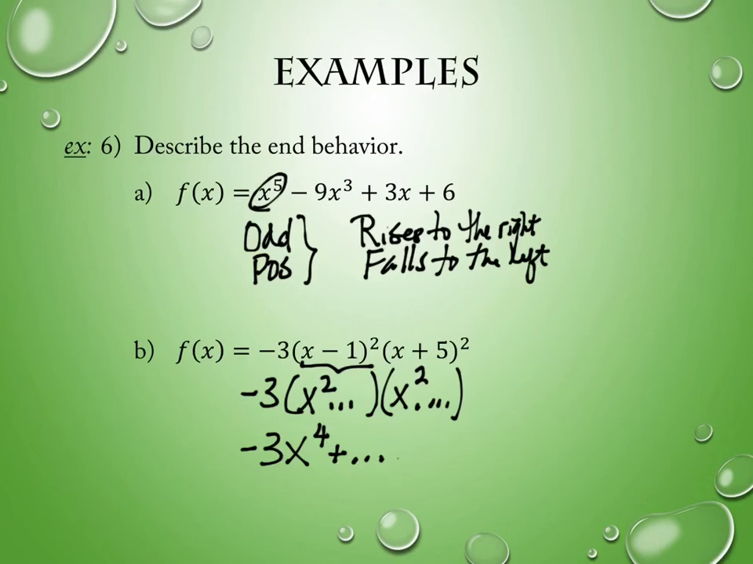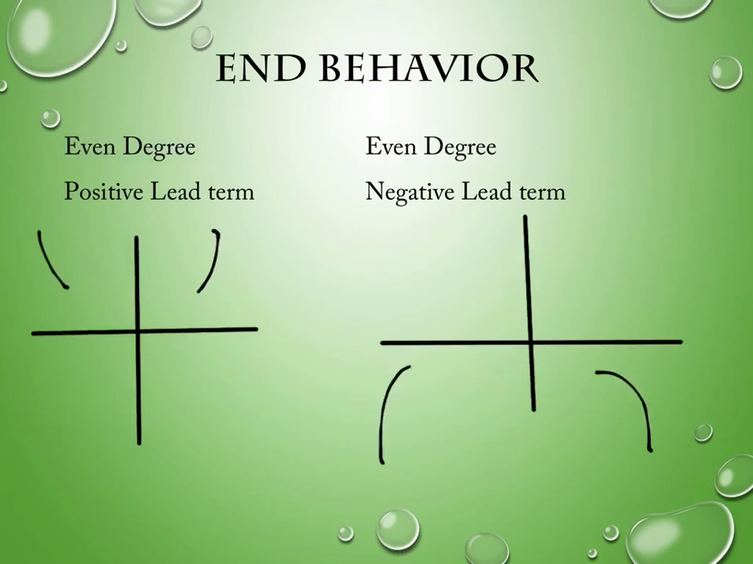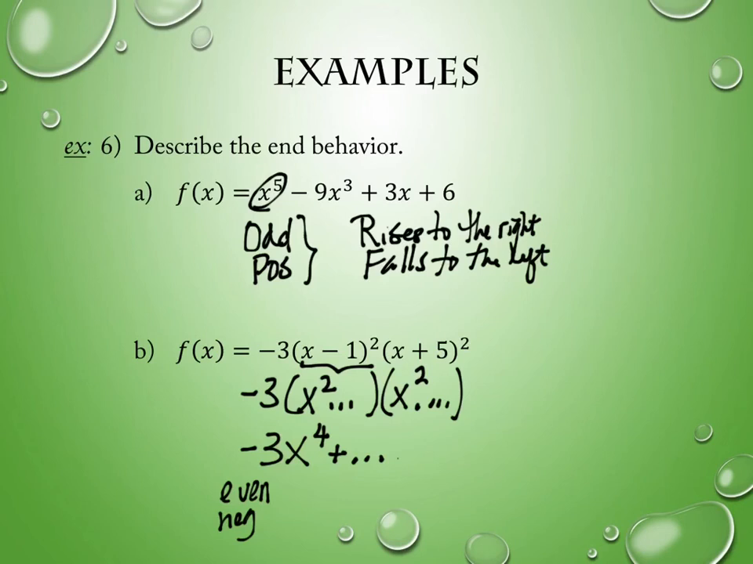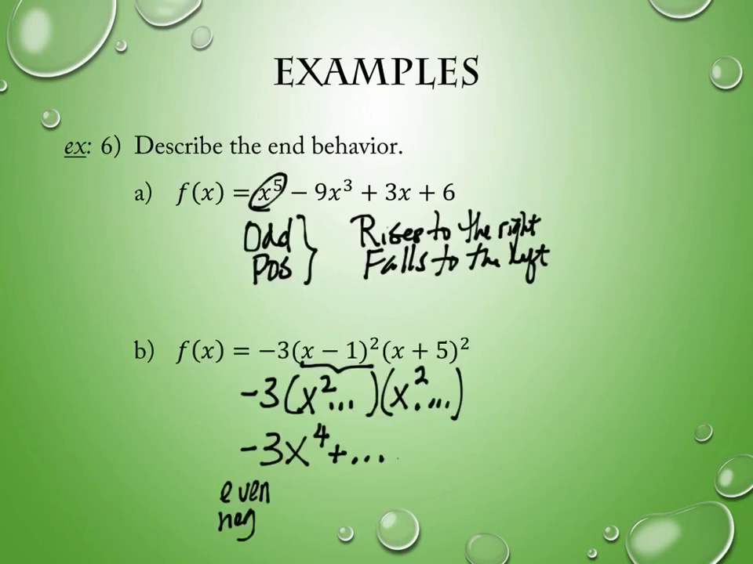The issue is that it is even and negative. And even and negative actually looks like this one on the right-hand side, right? Even and negative, they both point downwards. So as we're describing this, we can talk about the fact that it falls to the right and it falls to the left.